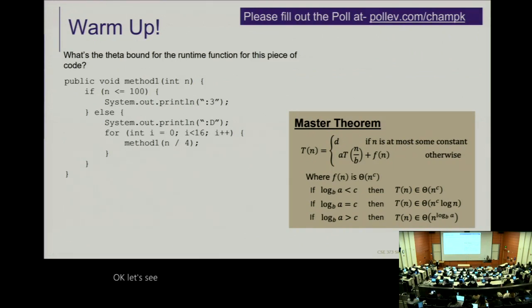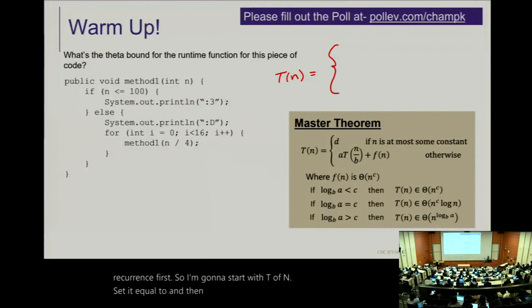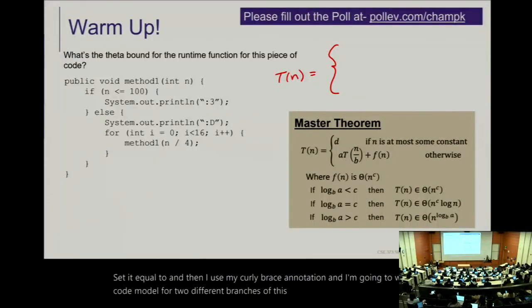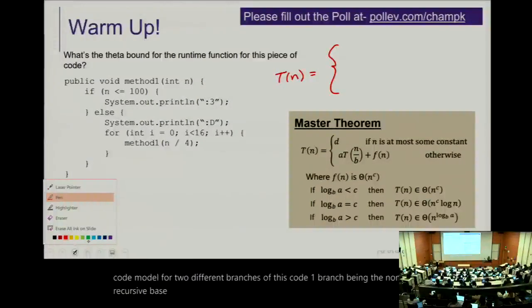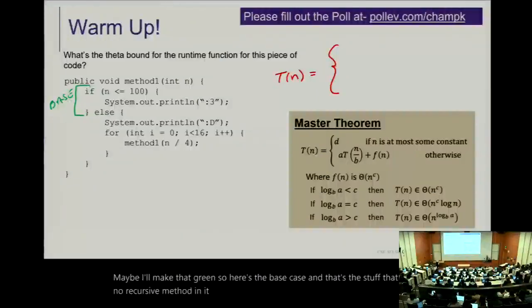Okay, there we go. So we got to write our recurrence first. So I'm going to start with T of n, set it equal to, and then I use my curly brace annotation, and I'm going to write a code model for two different branches of this code. One branch being the non-recursive base case. Maybe I'll make that green. So here's the base case, and that's the stuff that has no recursive method in it whatsoever. So we should be able to code model this like we've been able to code model anything else.